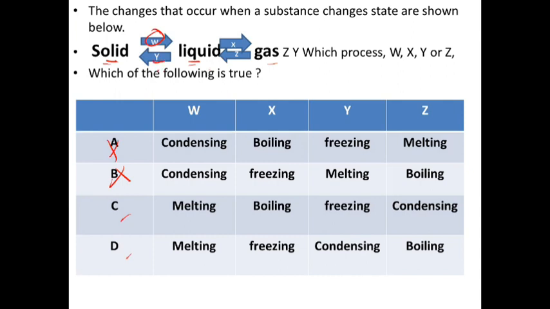Why? Y is the opposite process of W. Y represents the conversion from liquid state into a solid state. So Y represents the process of solidification or freezing. So letter C is the correct choice. Why? Because Y here represents freezing, not condensing.